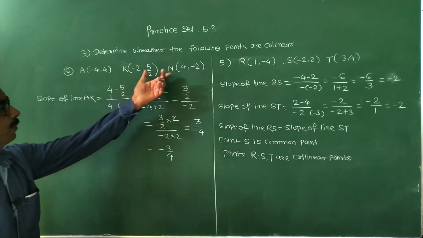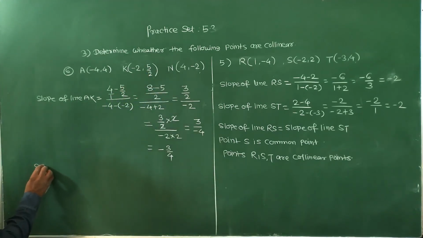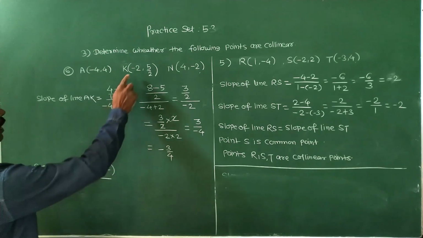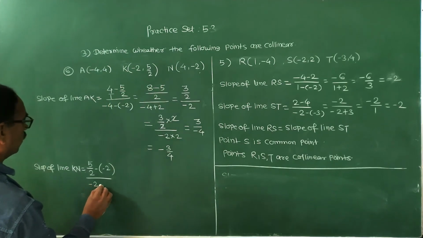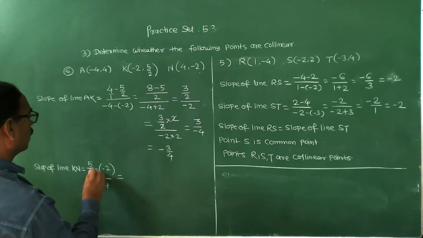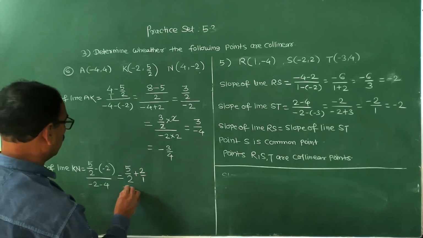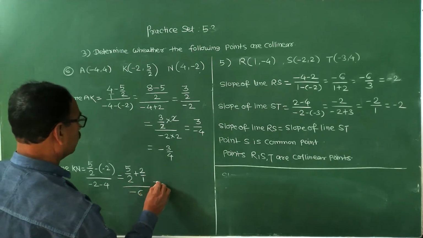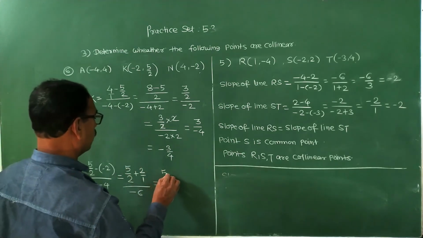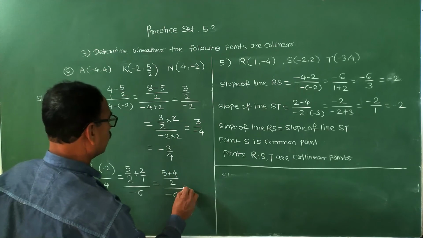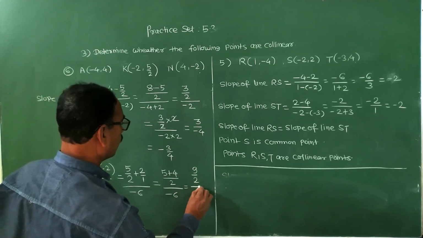Now find the slope of KN. Slope of line KN will be equal to 5 by 2 minus minus 2 upon minus 2 minus 4. So this can be written as 5 upon 2 plus 2 upon 1 upon minus 6. Now 5 into 1 is 5 plus 2 into 2 is 4 upon 2 divided by minus 6. So this will be 9 by 2 upon minus 6.